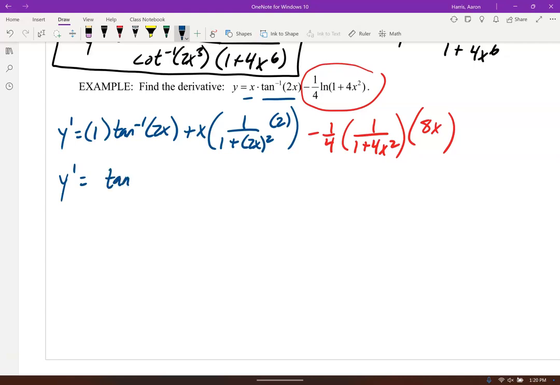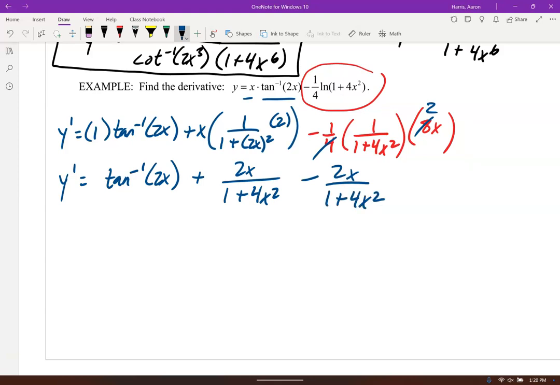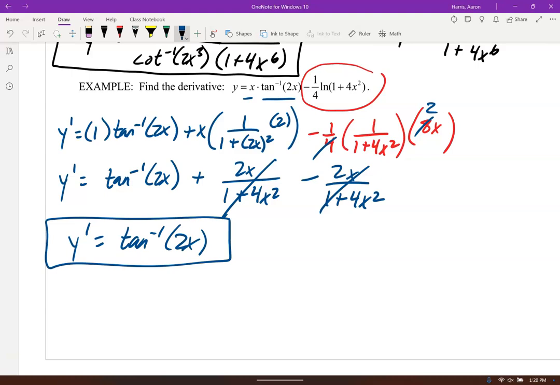And so let's see what we got here. We got the arctangent of 2x plus 2x over 1 plus 4x squared minus 8x over 4. Now that's going to give me 2. So minus 2x over 1 plus 4x squared. Well, 2x over 1 plus 4x squared minus 2x over 1 plus 4x squared, those are gone. Those are like common denominators, right? This just ends up being the arctangent of 2x. Cleans up nicely.